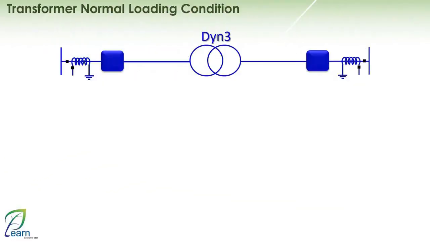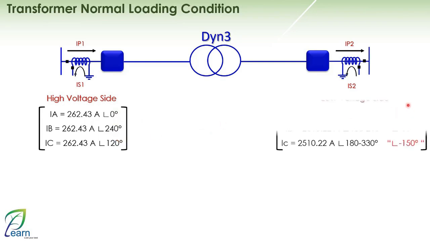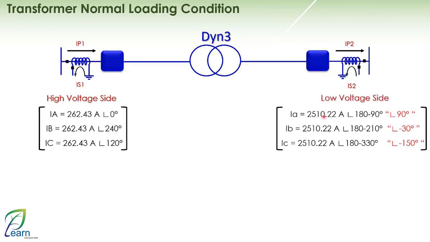Now, if I tell you that this transformer during normal loading conditions, meaning the transformer is operating very normally at full load, the currents will be moving in this direction. So the currents on the secondary side, as a result of the subtractive polarity of the CT, will be moving in the opposite direction. Currents on the high voltage side equal 262.43 in a three-phase system, and of course, they have angles of 0, minus 120, plus 120, or 0, 240, plus 120. As for the low voltage side, it will equal 2510.22 on the three-phase angle.